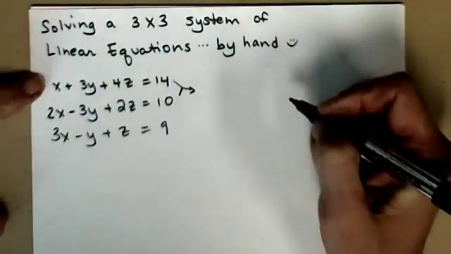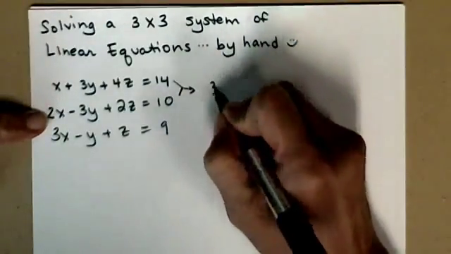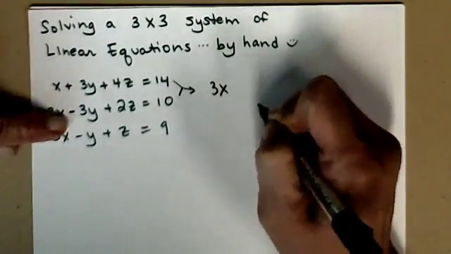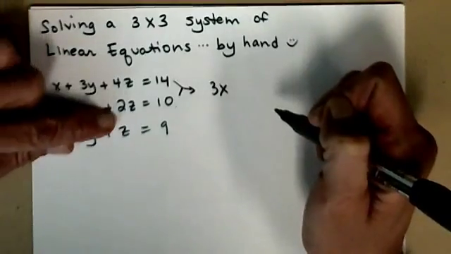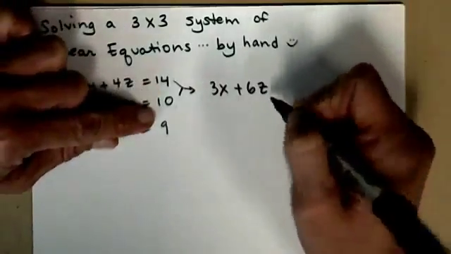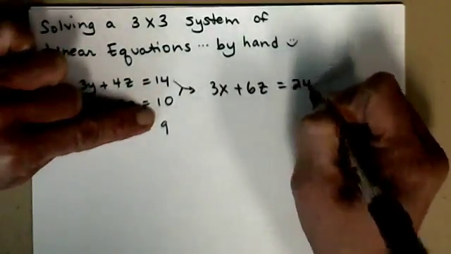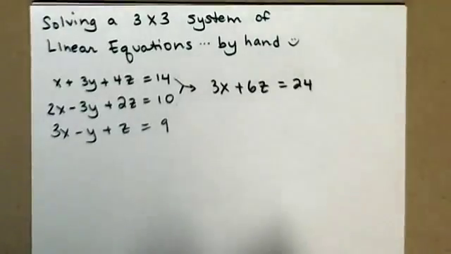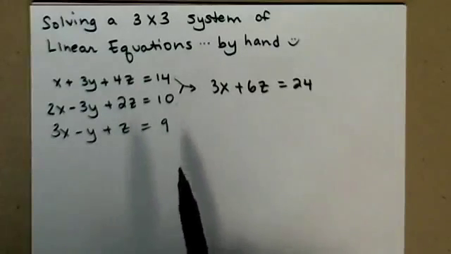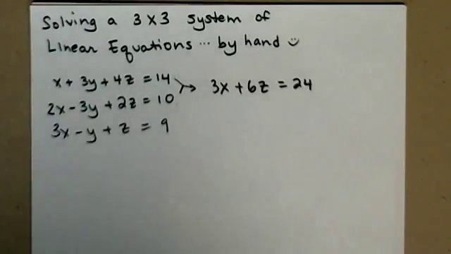a new equation. So x plus 2x, 3y plus a negative 3y, those go away. 4z plus 2z, and 14 plus 10. So what I now need is one more equation that only has x's and z's in it. So I have to pick another pair, and it doesn't matter which pair you pick. I have to pick one more pair and get rid of the y again.